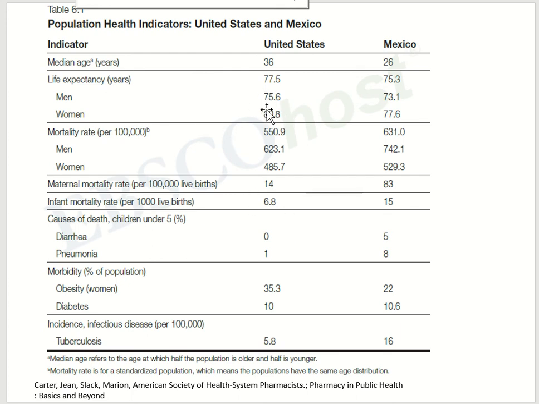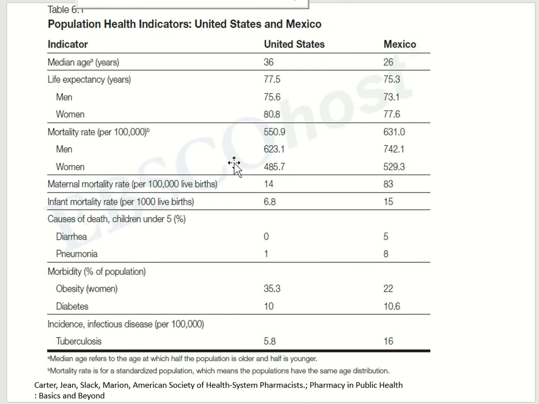So you can see that the life expectancy for men in the U.S. was 75 versus 73 in Mexico. For women, it's 80 versus 77 in Mexico. The mortality rate per 100,000, and here you have a note. That note says that mortality rate is for the standardized population, which means the population has the same age distribution, meaning it has been adjusted for the age distribution.